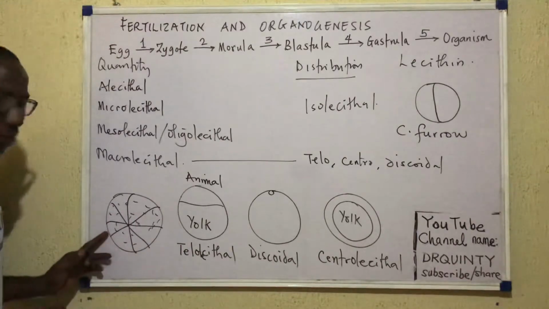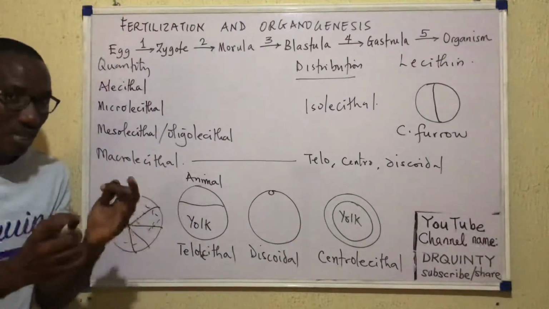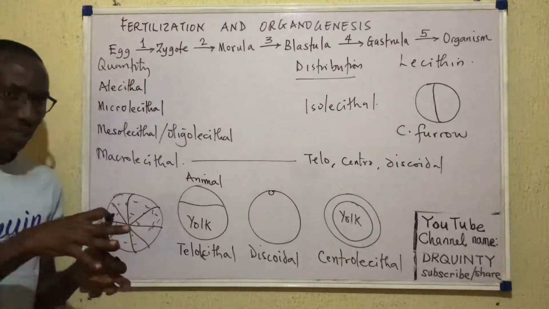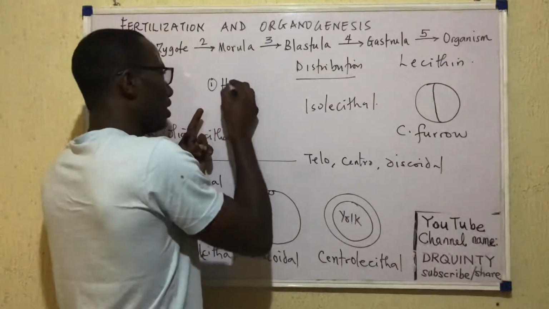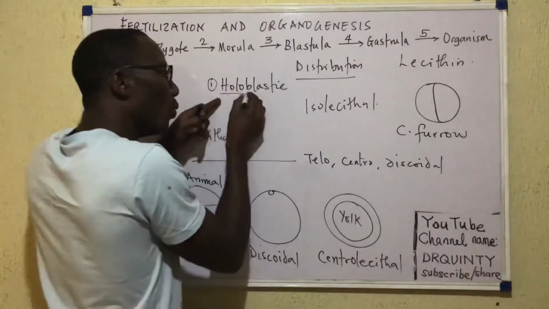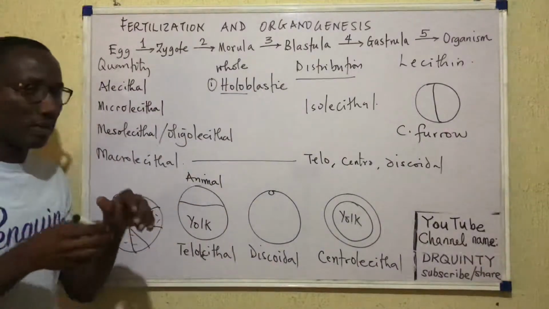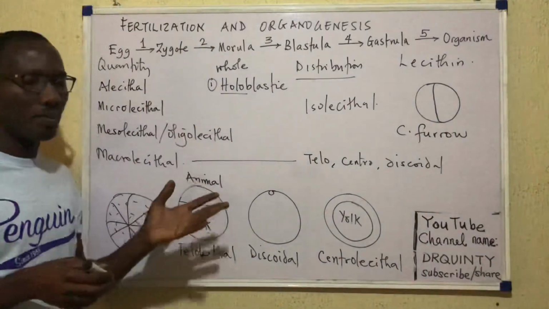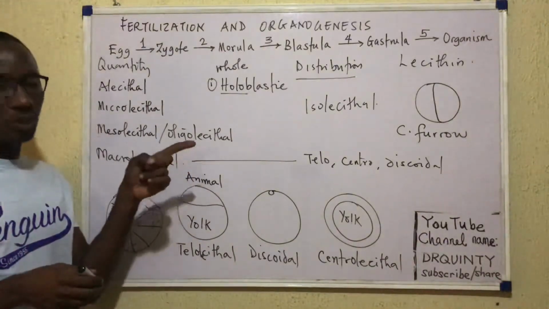So this type of cleavage that occurs everywhere in the egg, because there's no dense yolk to stop it at any point, is the first one we would mention here, and it is holoblastic cleavage. Holo, from the word whole. So the whole cell divides. Everything about the egg divides. There's no yolk to stop the cleavage furrow.